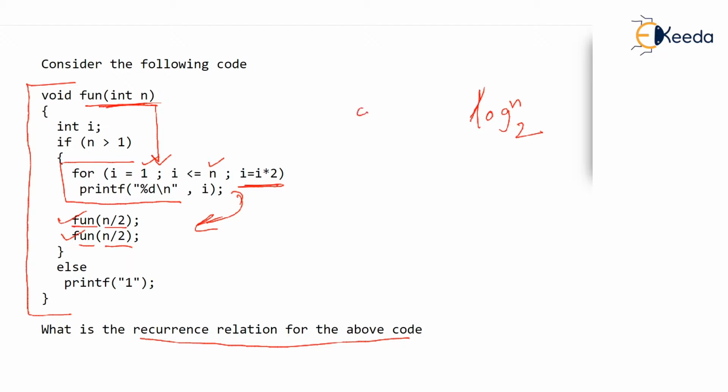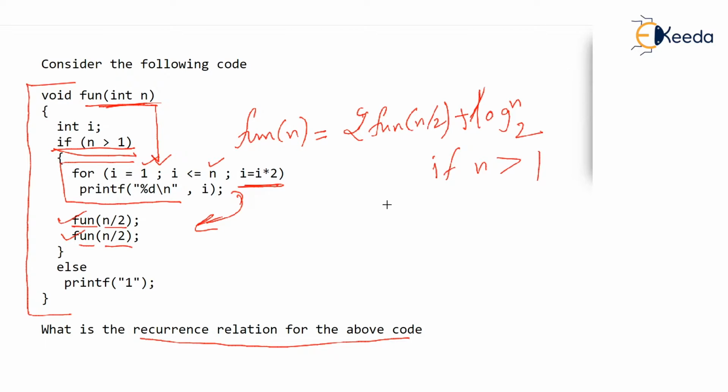So we can write this as 2 times fun(n/2) added with log of n to the base 2. So this becomes the value of fun(n). But this is possible only if n is greater than 1. If n is greater than 1, only then this is applicable. Isn't it so? So what if n is equal to 1?